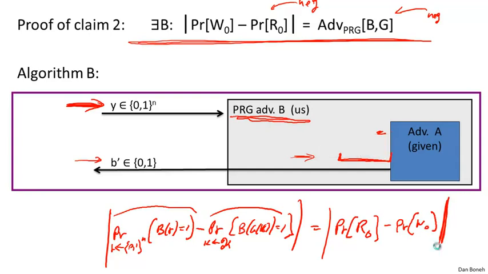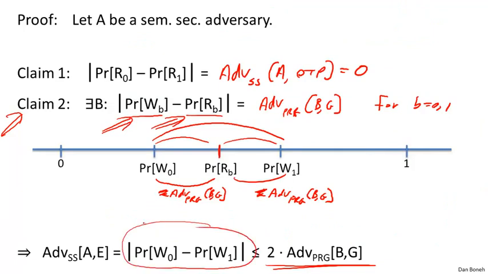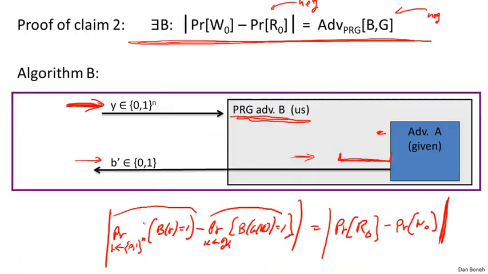Okay, so that completes the proof of claim 2. And again, just to make sure this is all clear, once we have claim 2, we know that W0 must be close to W1, and that's the theorem. That's what we had to prove. So now we've established that a stream cipher is in fact semantically secure, assuming that the PRG is secure.